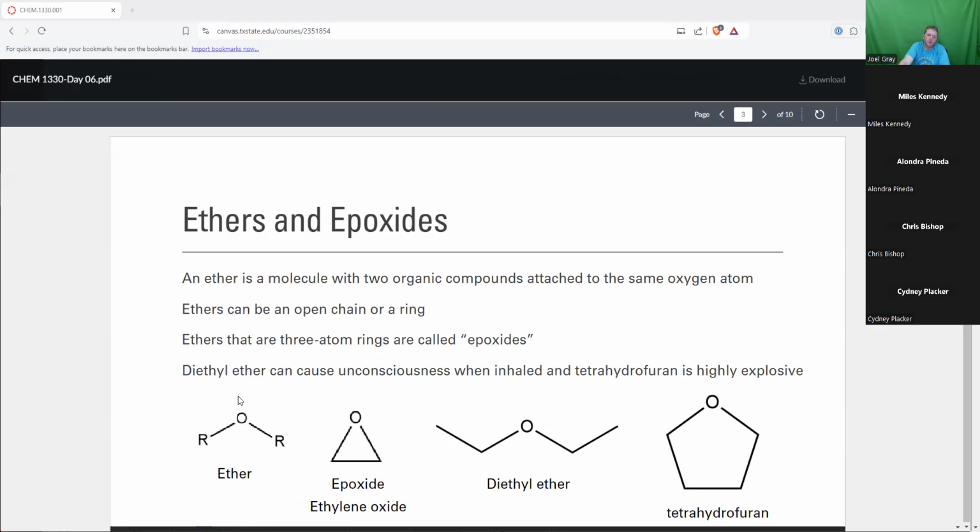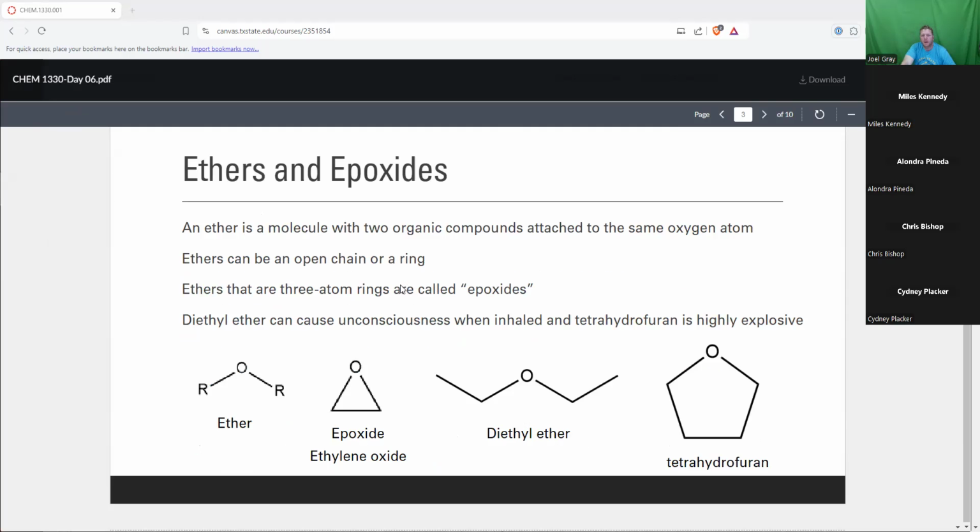Ethers, what you're looking for is basically an organic molecule followed by an oxygen followed by an organic molecule. That's an ether. We've got diethyl ether as a good example of an ether. We've also got tetrahydrofuran. It's tempting to call that an epoxide because it's a ring, but it's not a 3-atom ring, so it's not an epoxide.